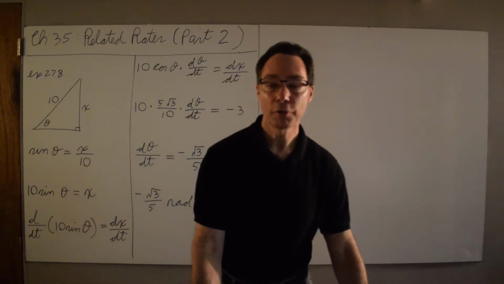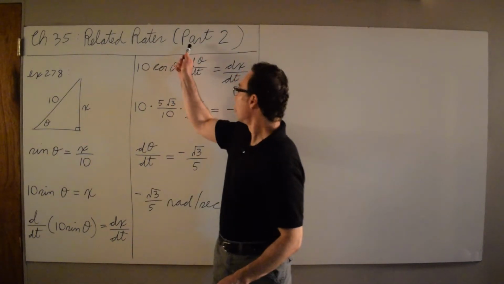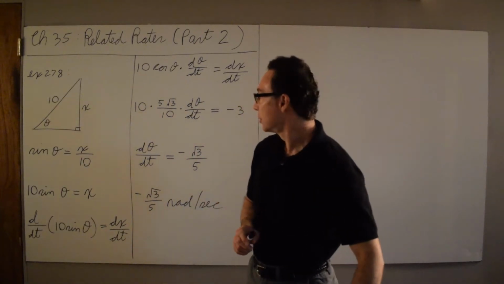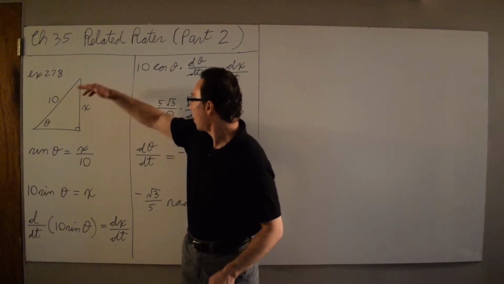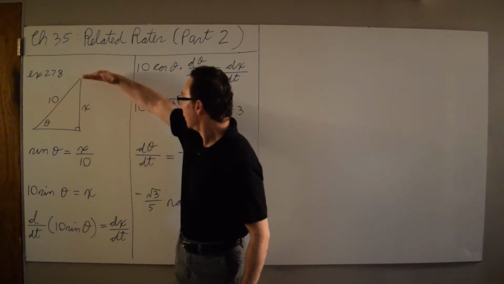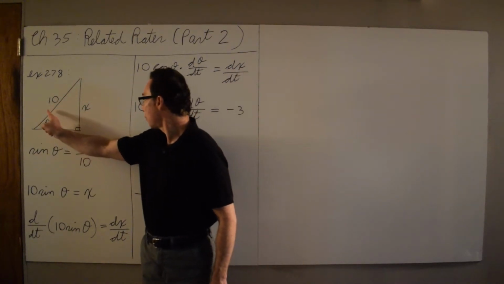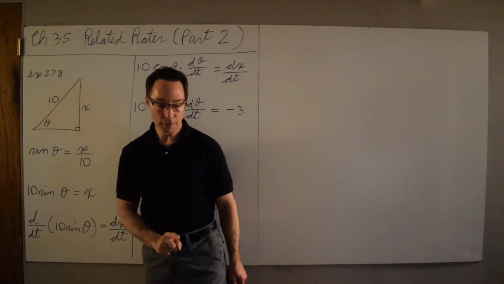This is Chapter 35, Related Rates, Part 2. And here we have another ladder question. Again, we have a ladder that's 10 feet long, sliding down the wall. In this problem, we're asked to find the rate of change of theta.